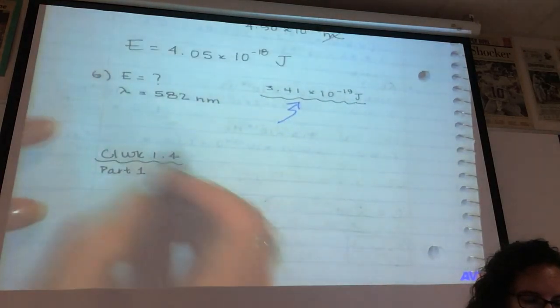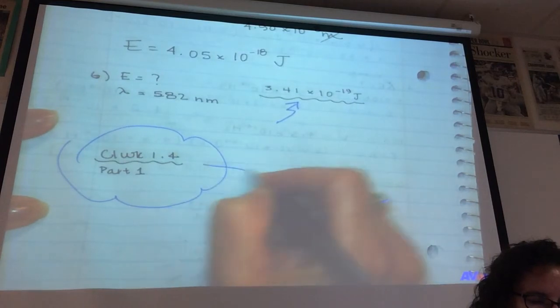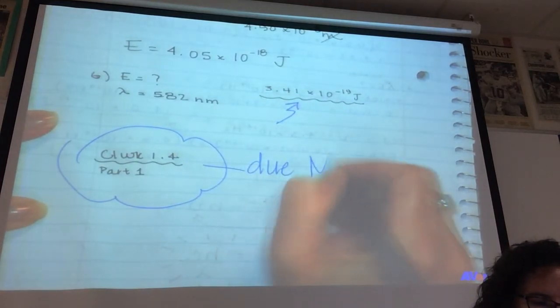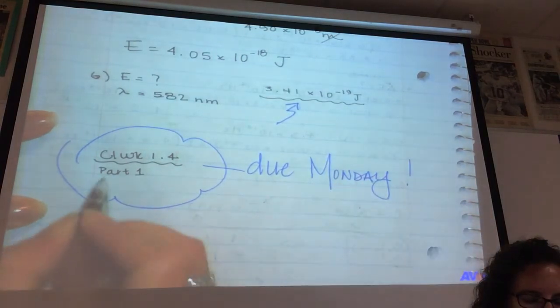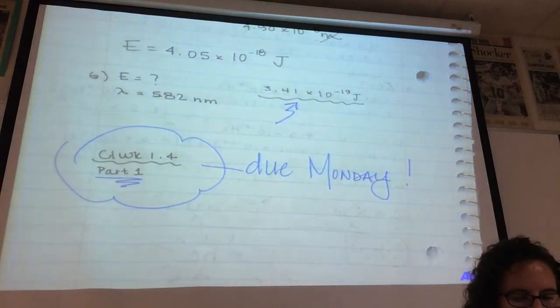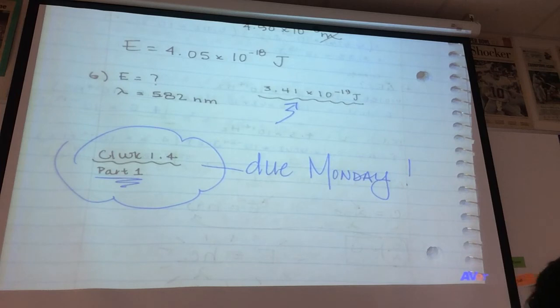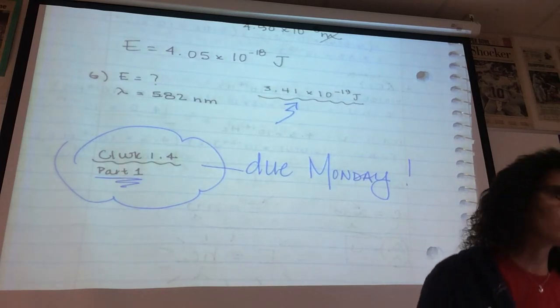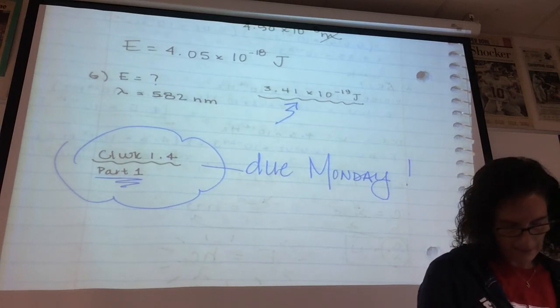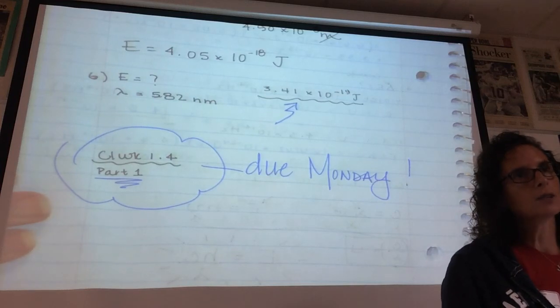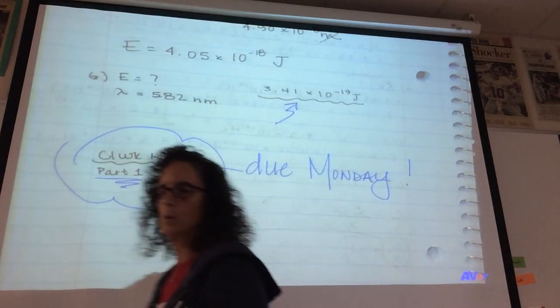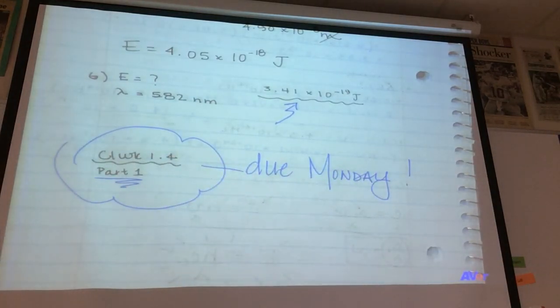And for Monday, part 1 of your classwork, it's 8 problems similar to what we've done today. We still have about 3-4 minutes till the bell rings. I ask you to please put your Chromebooks away. We've started to establish a relationship between electrons and light.